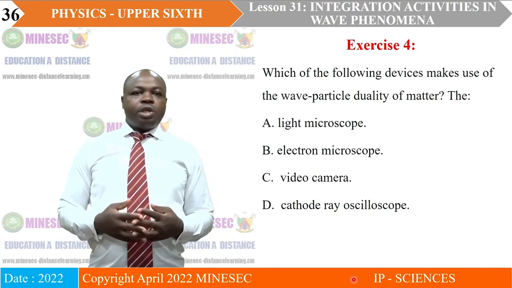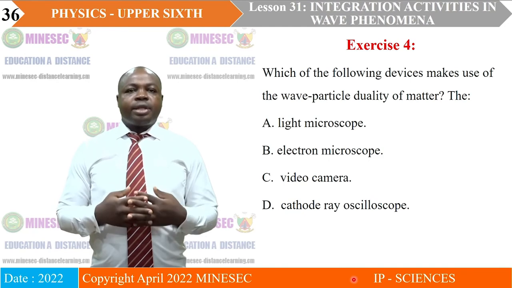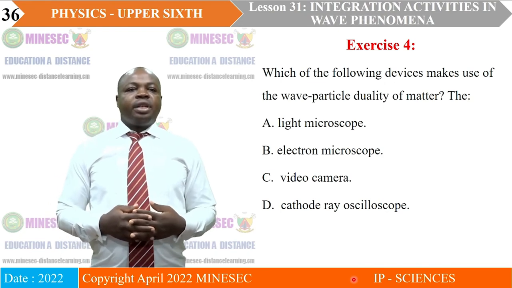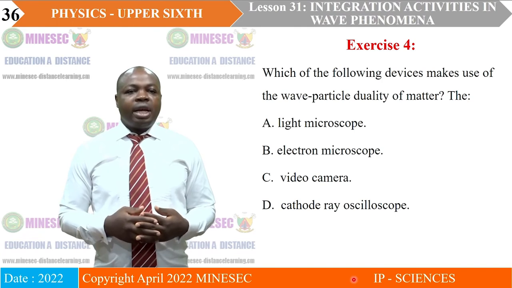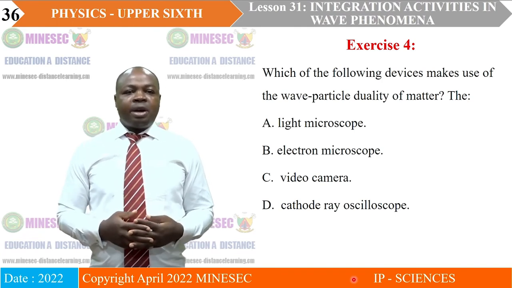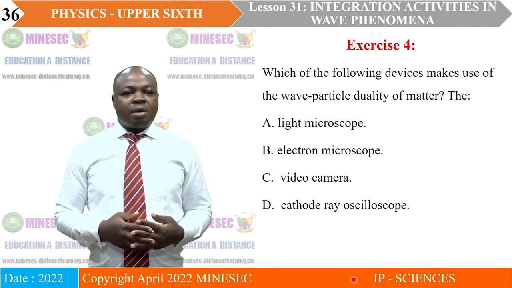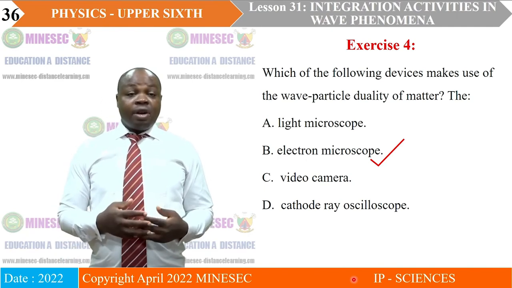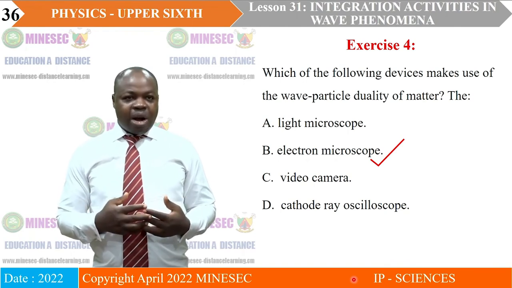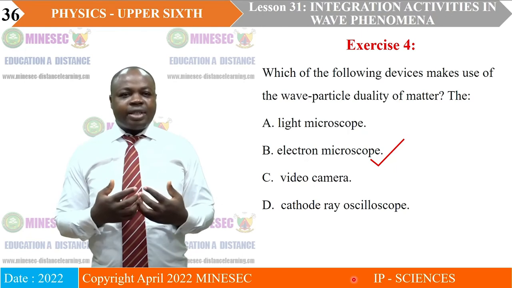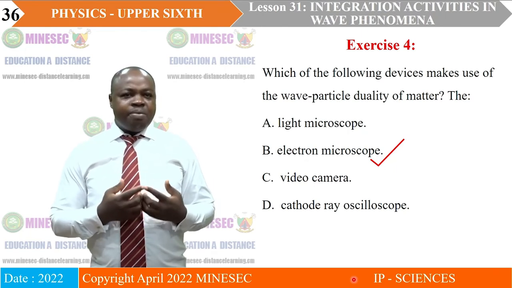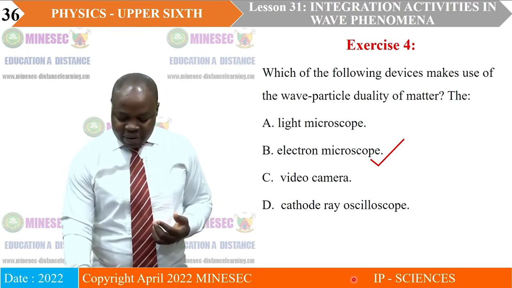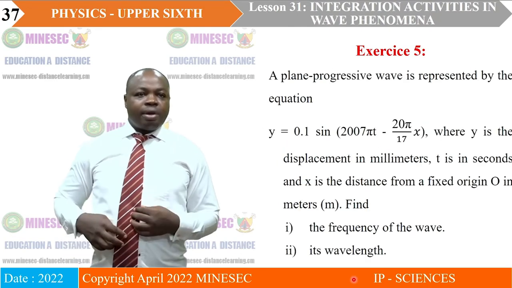Question number 4. Which of the following devices makes use of the wave-particle duality of matter? We have the light microscope, the electron microscope, the video camera, the cathode ray oscilloscope. The correct choice here is the electron microscope, because it involves the diffraction of electrons by a crystal. And if electrons are diffracted, which we know very well are particles, it means that they are exhibiting wave-like property, because diffraction is a wave-like property.